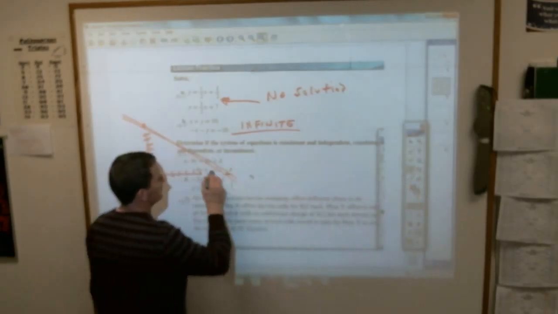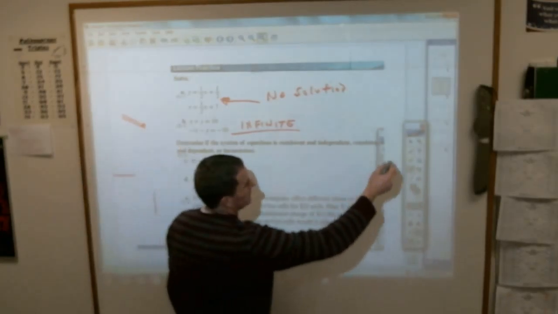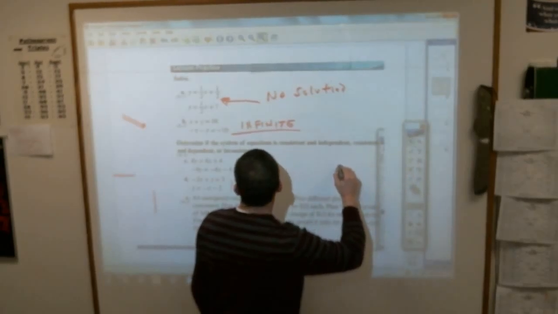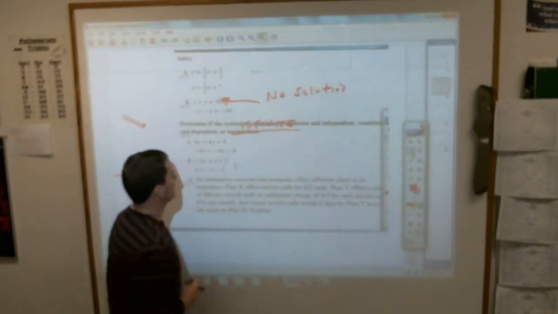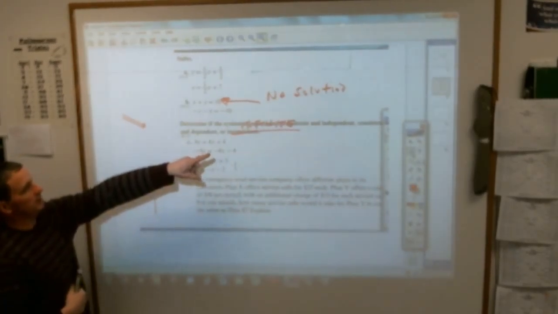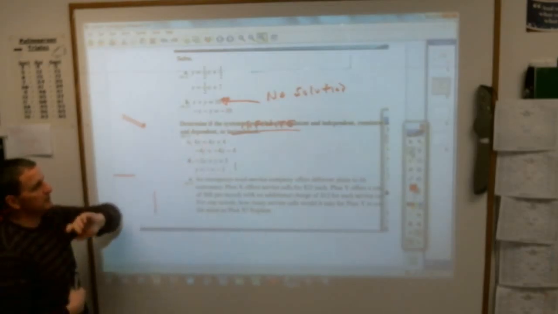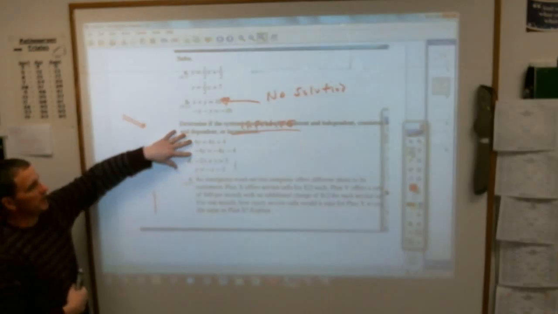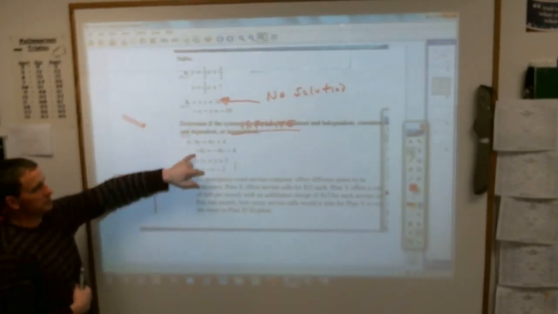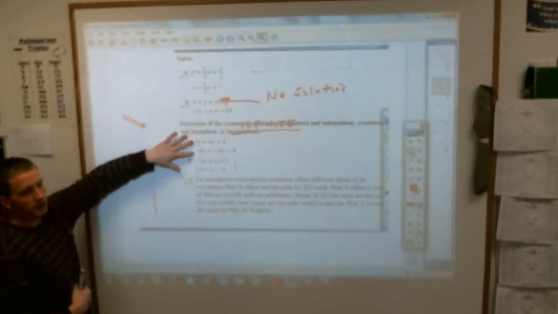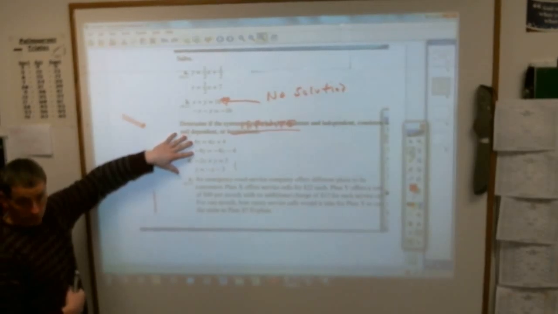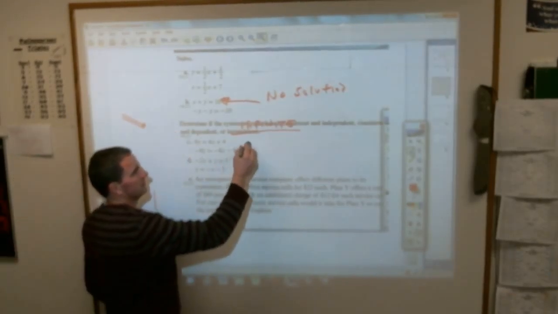Where's my eraser? Looking at letter C, it says to list them as either independent, consistent, or dependent, or inconsistent, which means just what we wrote in the notes. What do you think about these two lines here? They're the same equations, really, because you can change all the negatives. So what are you going to label this as? You look on your notes. The same line is what? Consistent and dependent.